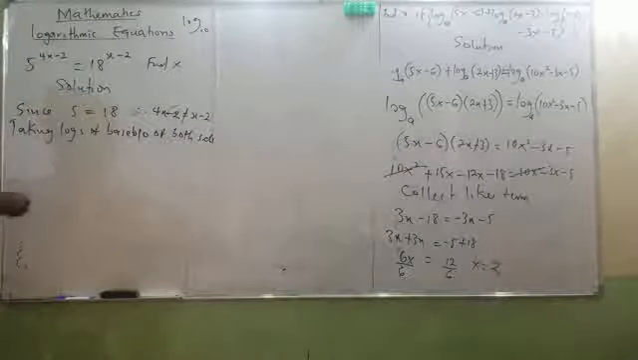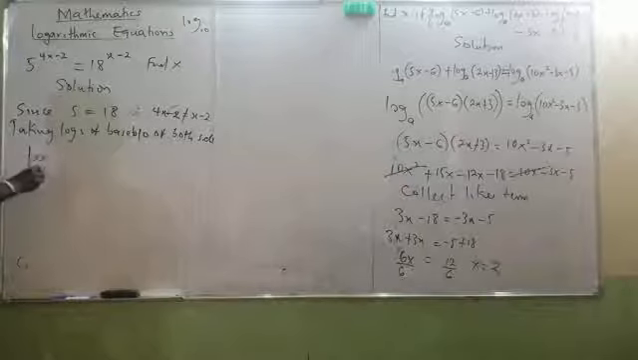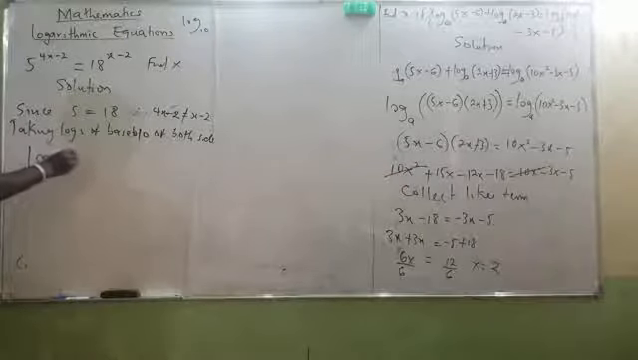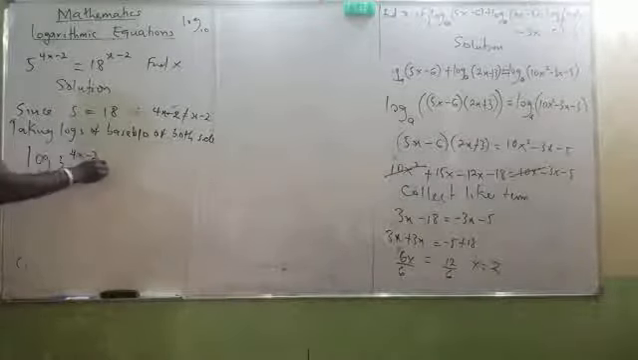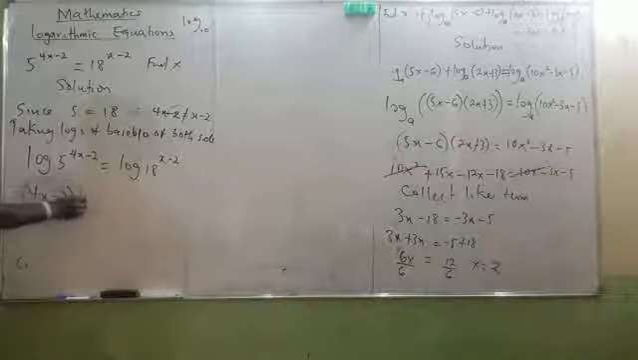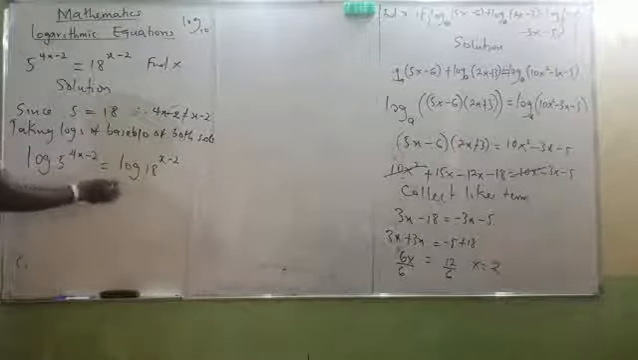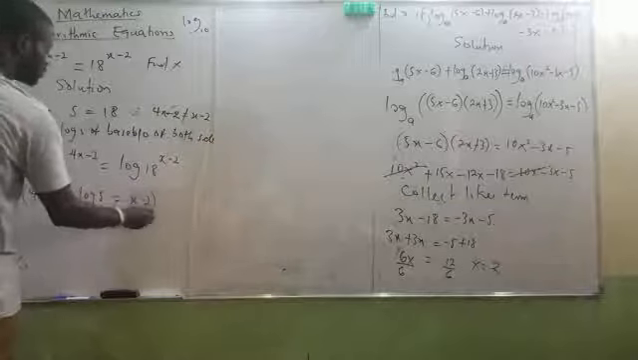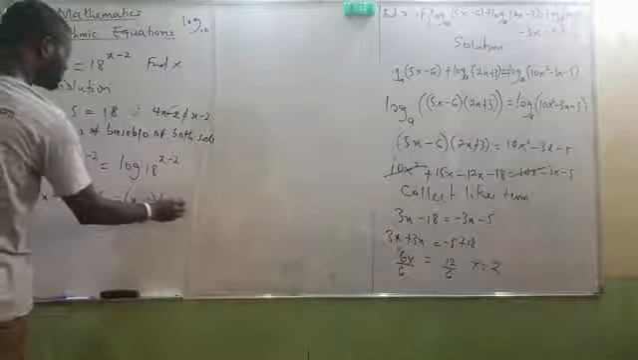Since I have that, it means I'll be having log of 5 raised to power 4x minus 2 equals to log 18 raised to power x minus 2. Now, I've successfully taken the log of both sides. And 4x minus 2 log 5 equals to x minus 2 log 18.